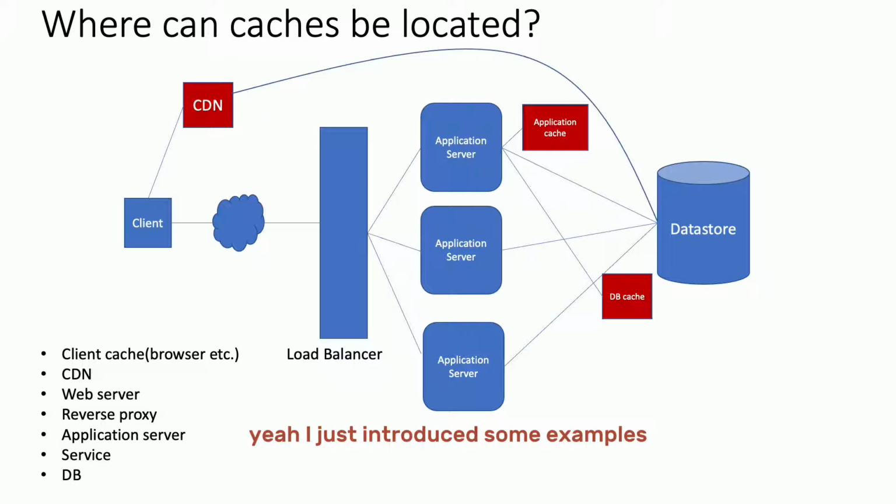Yeah, I just introduced some example caches, but actually caches can be located in many places, such as in the front end. Caches can be stored in browsers, mobile clients, etc. Besides CDN, we just introduced web server, reverse proxy server, application server, and services. If we are using microservice architecture, we can have caches in microservices and also the database cache.